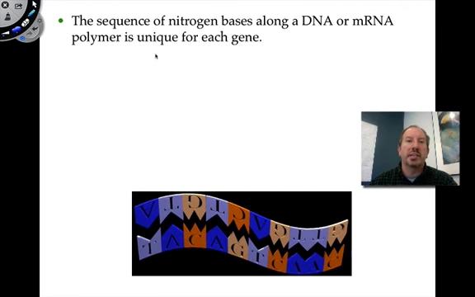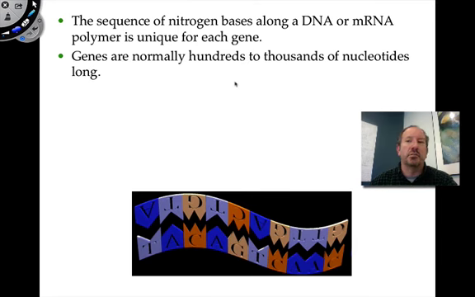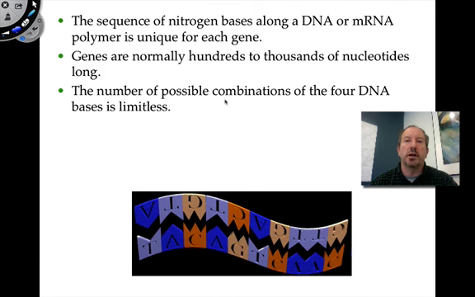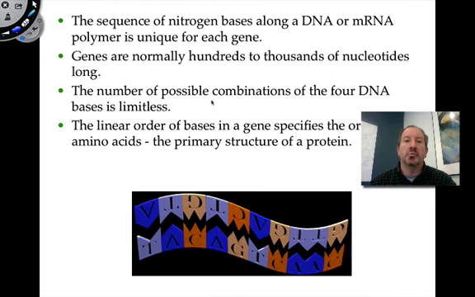Basically the sequence of nitrogen bases in DNA and in messenger RNA is unique, so each gene is the recipe for each different protein. That's pretty cool. There are thousands of nucleotides because the proteins are really long. When you have these 4 bases, you can put them in any possible combination, so they can make up any possible protein combination as well. It's almost limitless. The linear order of bases in the gene corresponds to the linear order of amino acids in the protein, and that's the primary structure.